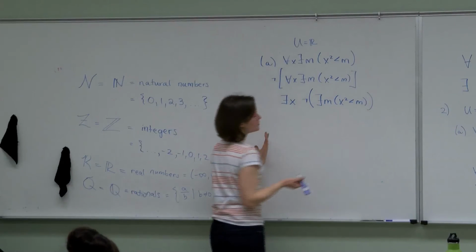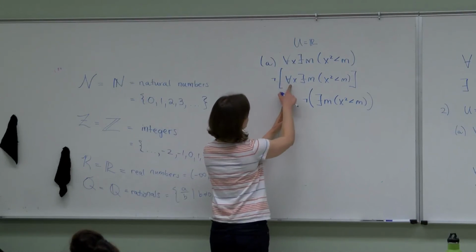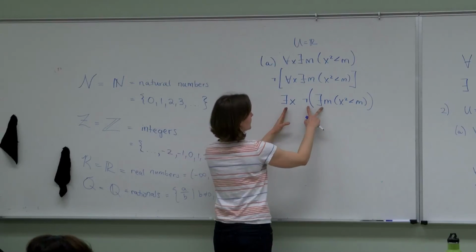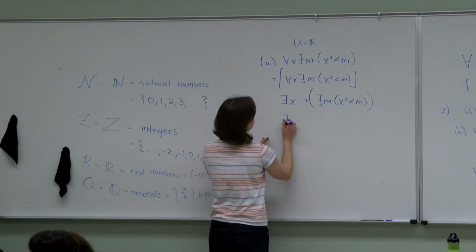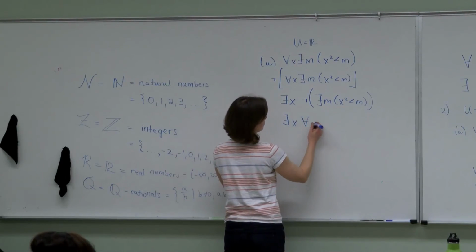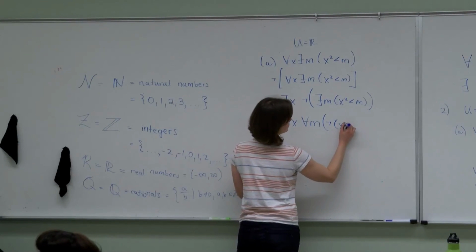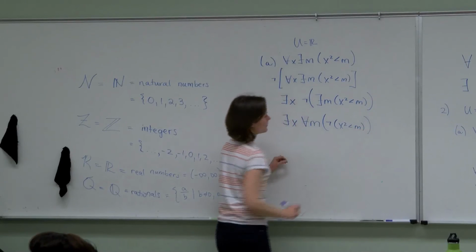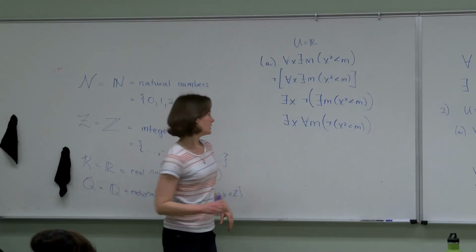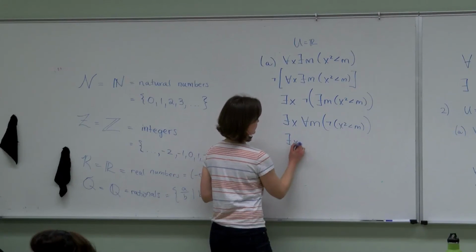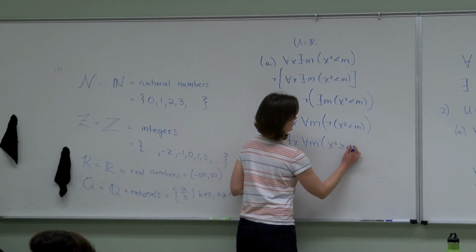I'm just doing this step by step. On your homework, you probably will just do it all at once, but just to see it, I'm moving through one at a time. So I've negated this, and then I'm going to move to negating the existential, which turns into the universal. There exists an x such that for all m, not x squared less than m. So how would I negate this statement? This becomes: there exists an x such that for all m, x squared is greater than or equal to m.